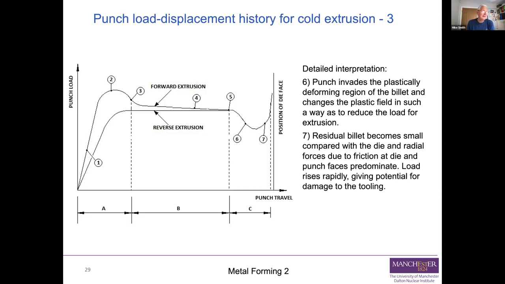Because eventually the residual billet becomes very small, and what you're actually trying to do is push hard on it in one direction and make it squeeze radially out through the extrude. And of course, that's going to produce massive friction forces and compression over the die. And so the load rises rapidly, and you need to stop at this point because you end up damaging your tooling. You have to accept you're not going to get everything out. You have to stop the extrude before you ram the punch into the region where the load gets very, very high. So that's what happens during cold extrusion.